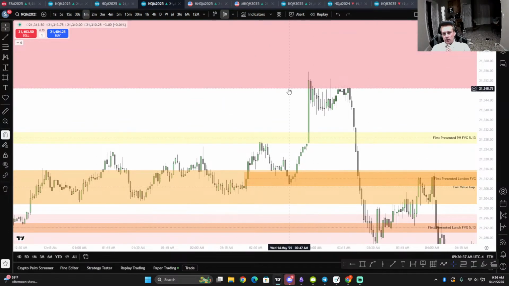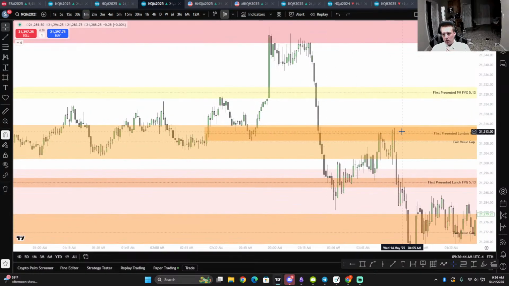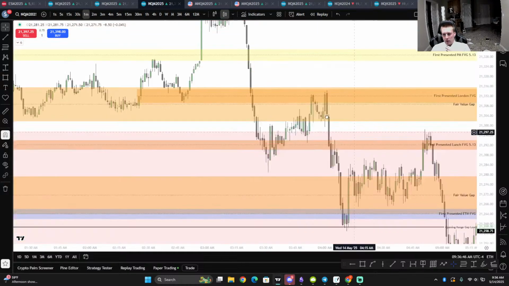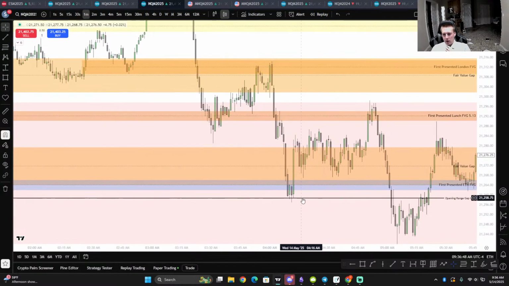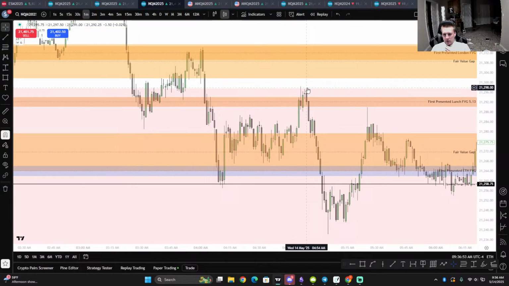This is the weekly sell side imbalance, so we trade into it, accumulate around that. Look at the bodies respecting that. Displacement back lower. First presented London fair value gap here. Using this fair value gap down into our opening range gap settlement price, all the way up into here, daily SIBI. Back down, up into this sell side imbalance.